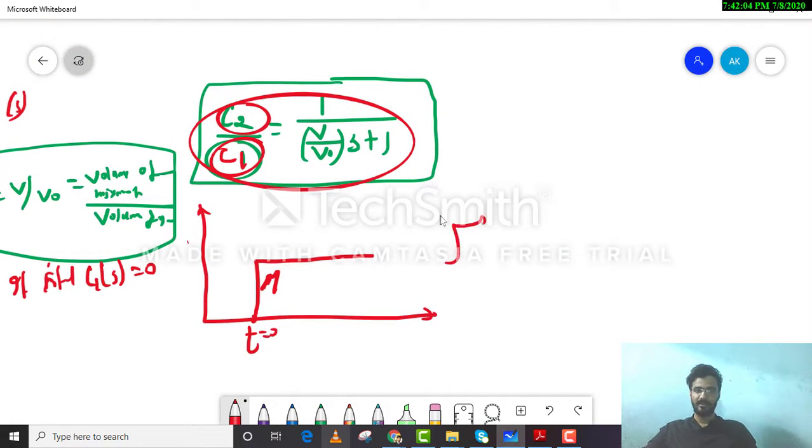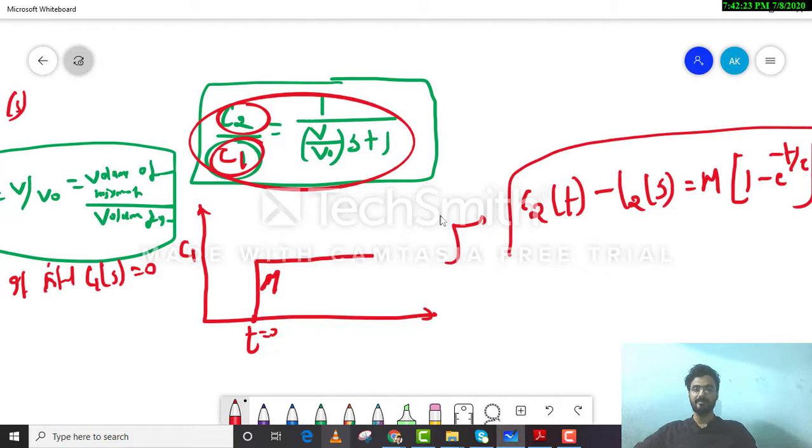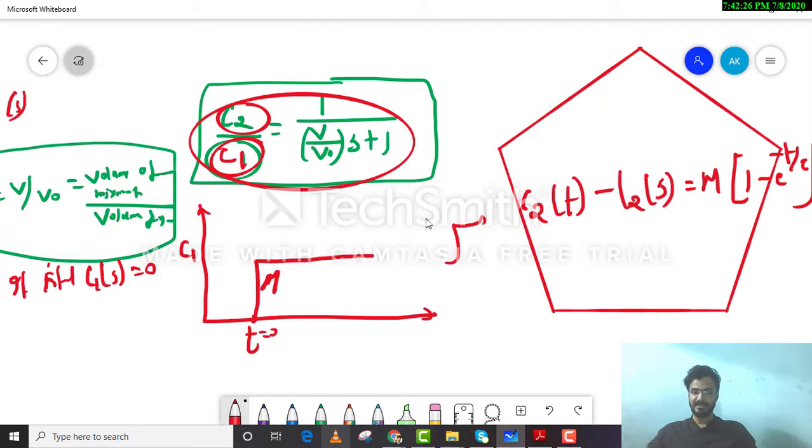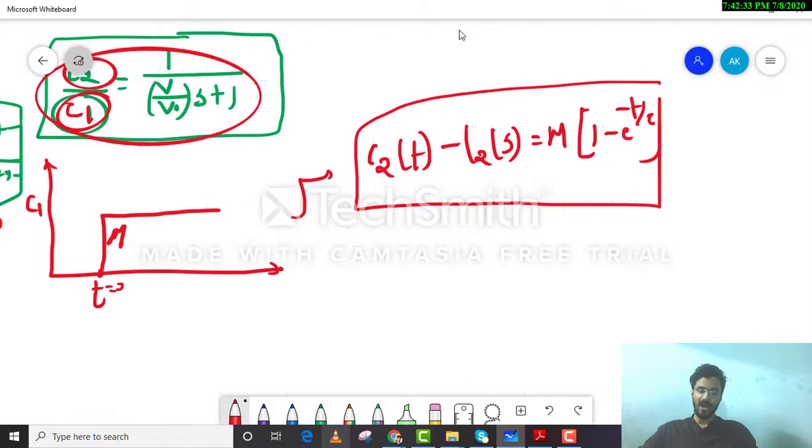If this is C1, which I am writing in the deviation form, and the steady state value is 0, then you can write C2 at any time t minus C2 at steady state equals m times 1 minus e to the power minus t upon tau. This will be the response of the mixing tank if you apply a step input at the inlet concentration. How this response will look is the major concern here. So the output response will be like that.